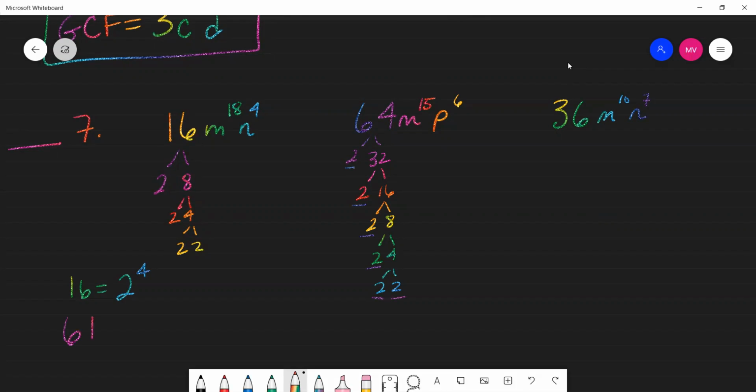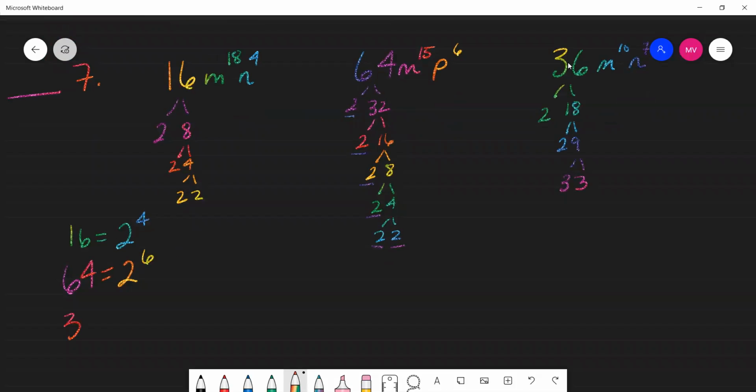So 64 is 2 to the power of 6: 1, 2, 3, 4, 5, 6. Yep. All right, and then 36 is 2 times 18. 18 is 2 times 9, which is 3 times 3. All right, so 36 is... maybe not. Oh, that's right, 8 doesn't go into 36. 4 does. I was thinking that was 32. All right, anyway, so we have 2 squared times 3 squared.